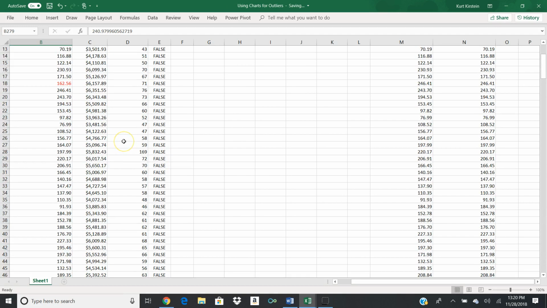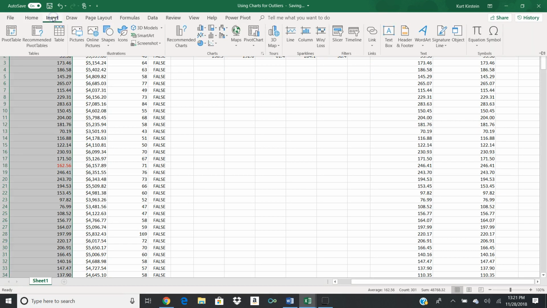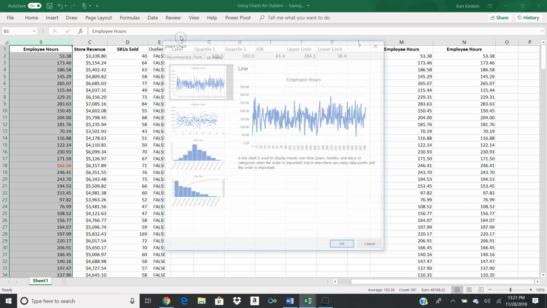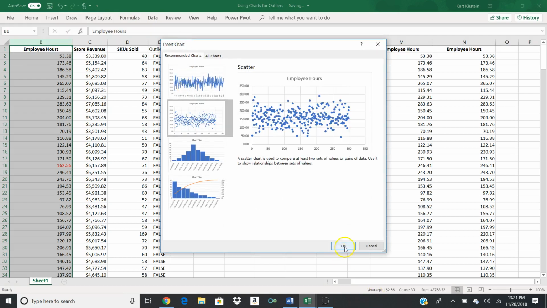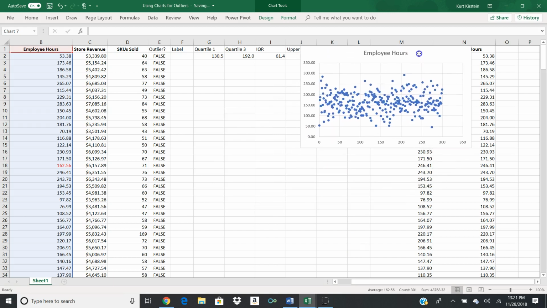Now I'm going to try one more thing. I'm going to look at my data set with all the outliers removed, and I'm going to use the same scatter plot that I used before. This would be the second thing that you would turn in. You'd have your original employee hour scatter plot, and now you have your new employee hour scatter plot.